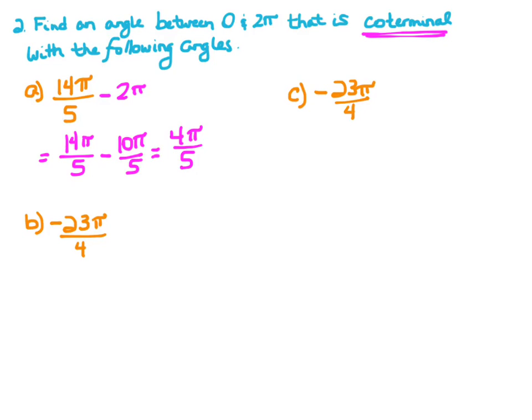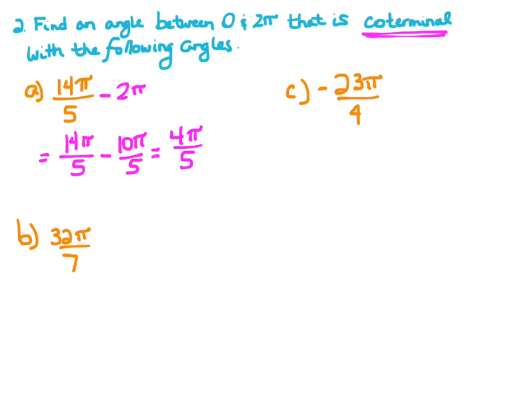Next up, part B, negative 23 pi over 4. On this one, looks like I wrote them out of order. So let's move over here to change this to a B. All right, got those angles fixed there.